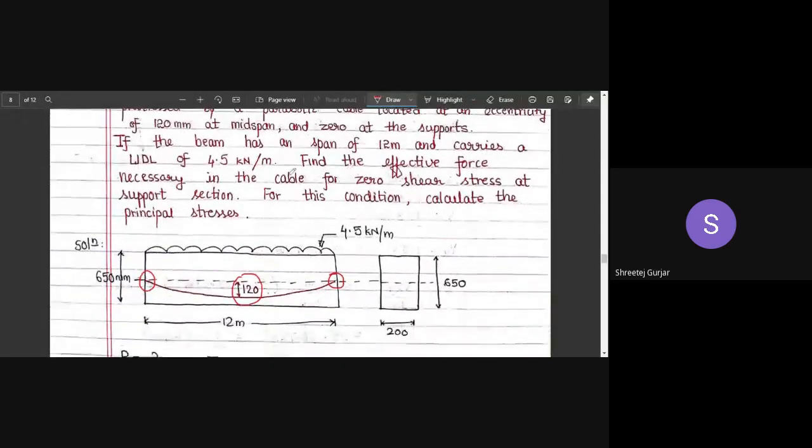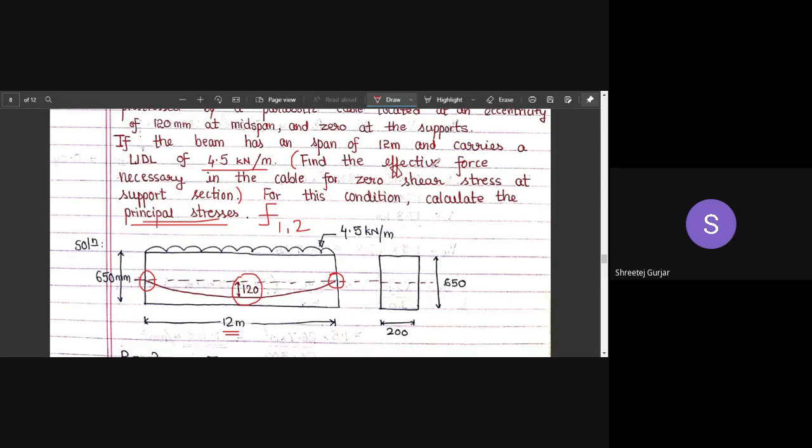Then, the beam has a span of 12 meters, you can see here 12 meters, and carries a UDL of 4.5 kilonewton per meter. Find the effective force necessary in the cable for zero shear stresses at the support section. This statement is important for us. For this condition, calculate the principal stresses, that is F1 and F2. We have to calculate them, no problem, but they have not given us other values.